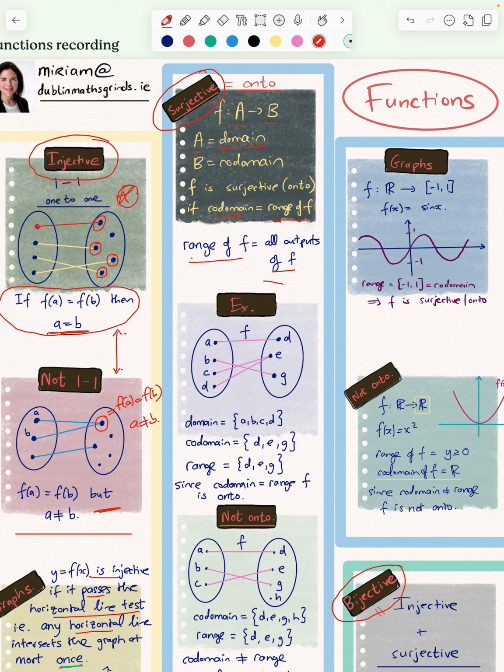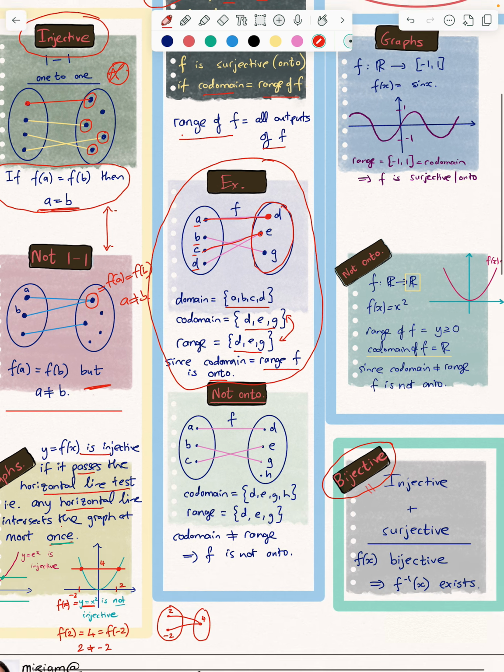So best seen again by an example here. In this example here, the domain is A, B, C, and D, okay? The codomain is all possible outcomes, which are all the values in that set, D, E, and G. And the range is all the values that have arrows coming into them. So f of A is equal to D, so D is in the range. f of C is equal to E, E is in the range. And in this instance, you can tell the two sets are equal to each other. So the codomain is equal to the range, therefore the function is onto.